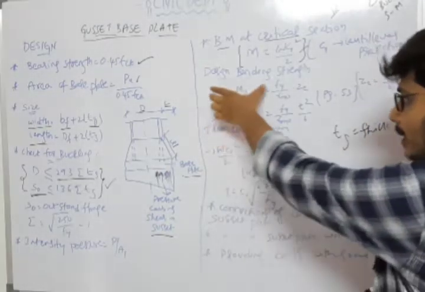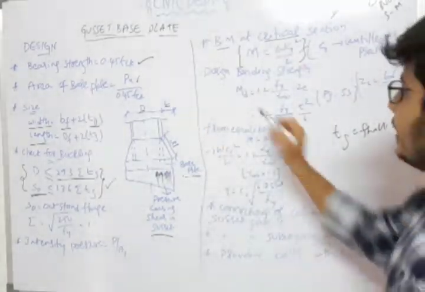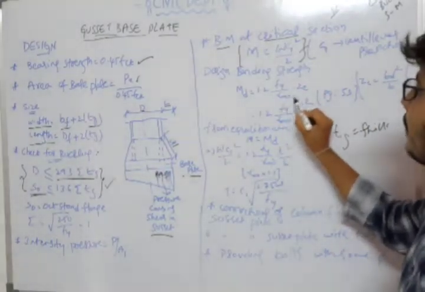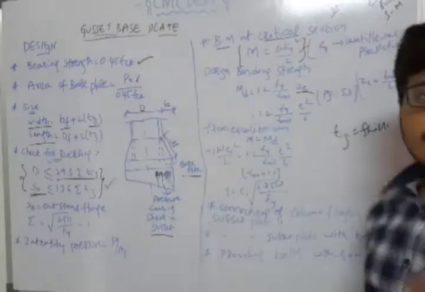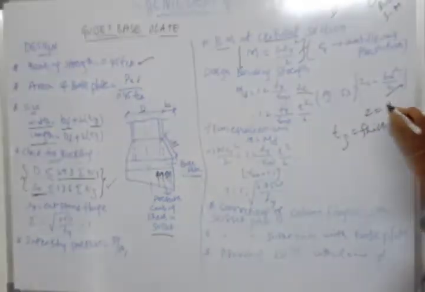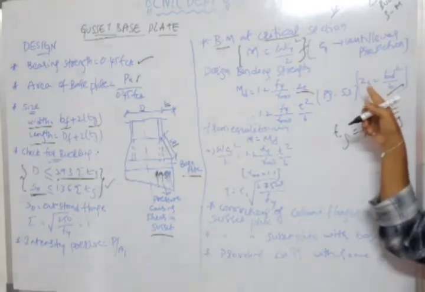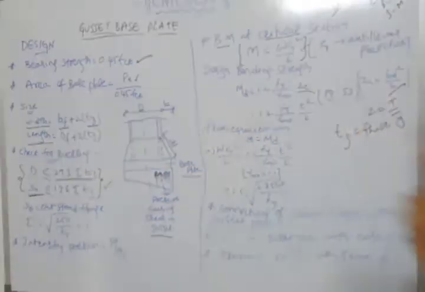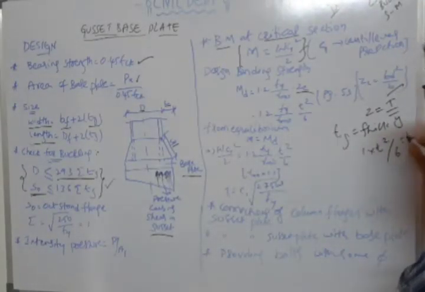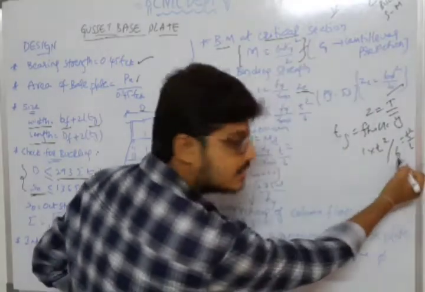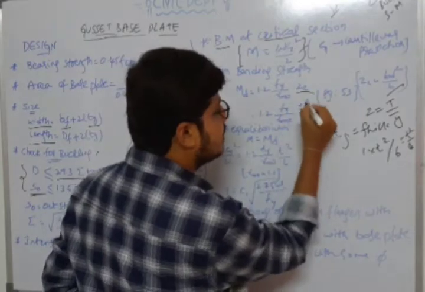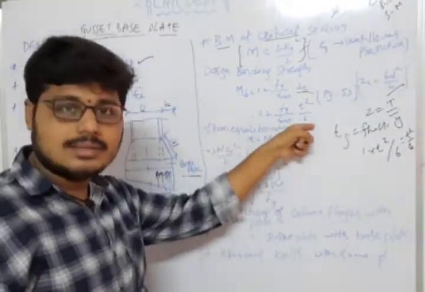Here the design bending strength Md is equal to 1.2 fy by gamma m0 times Ze, where Z is the section modulus. We know Z is equal to I by y, which gives b d square by 6. Here b is 1 meter and d is t, so 1 into t square by 6 gives t square by 6. I have substituted 1.2 fy by gamma m0 into t square by 6.